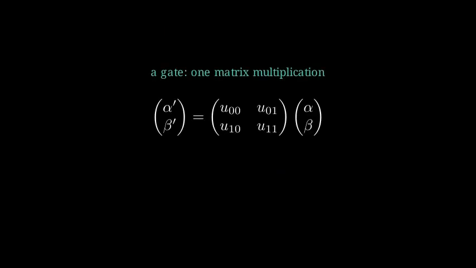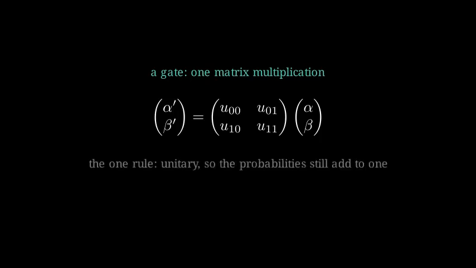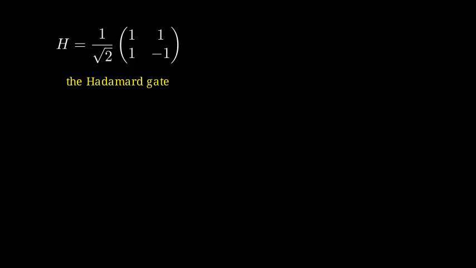You act on it with a gate. And a gate on one qubit is nothing more exotic than a 2 by 2 matrix that multiplies the amplitude vector. There is exactly one rule the matrix must obey. It has to be unitary. In plain terms, unitary means it keeps the state a unit vector, so the probabilities still add to 1 after you apply it. Unitary matrices are precisely the ones that preserve length, which makes them precisely the legal moves on a qubit. The star of the show is the Hadamard gate.